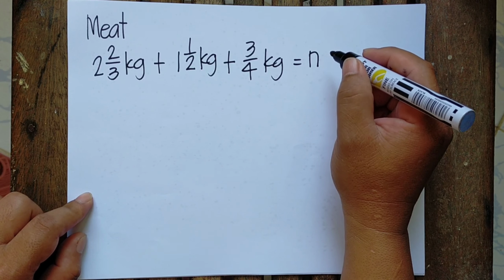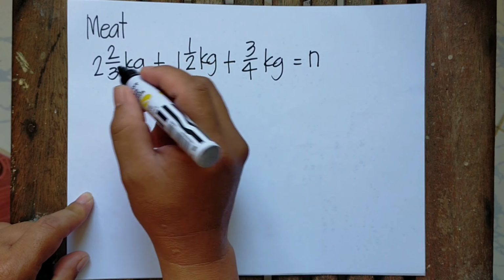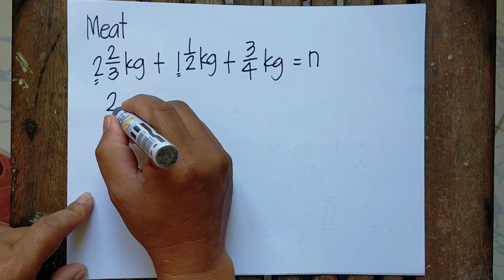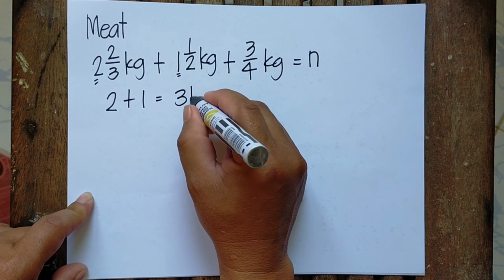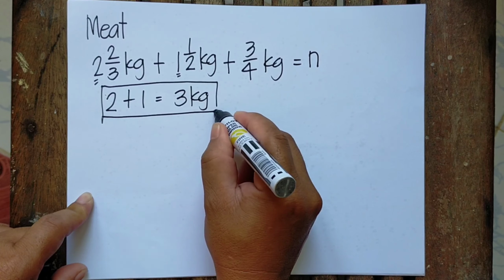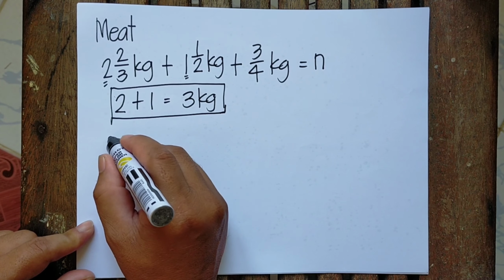Just like we did in the previous, we will separate the whole number 2 and 1. So 2 kilograms plus 1 kilogram is equal to 3 kilograms. So let us set aside this whole number. Remember that separating whole number from a fraction doesn't work most of the time in subtracting fractions because there are times that we need to regroup. Then let us add the fractions.